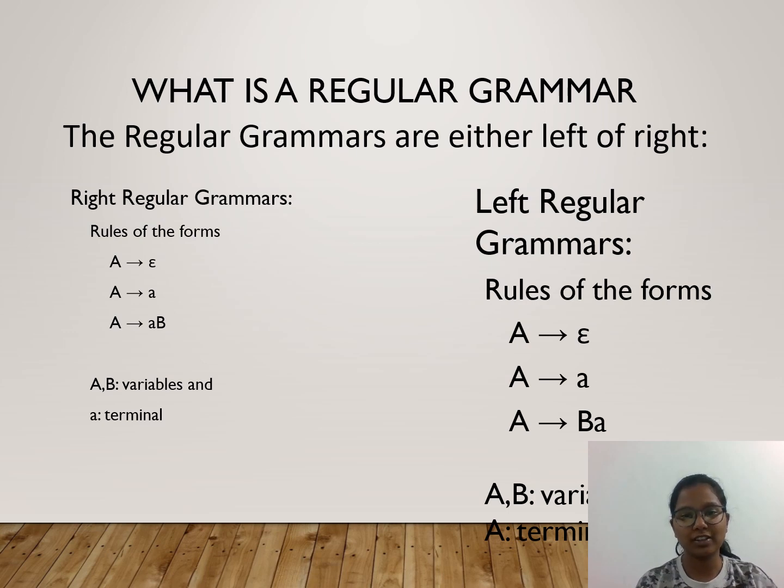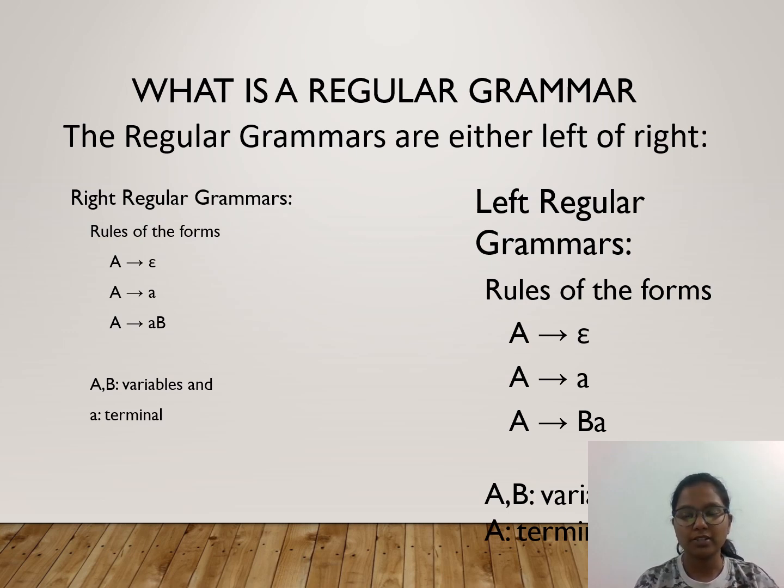Let us see what is regular grammar. The regular grammars are either left or right. Right regular grammars have rules of the forms A tends to epsilon, capital A tends to small a, capital A tends to small a, capital B. Here capital A and capital B are variables and small a is the terminal.